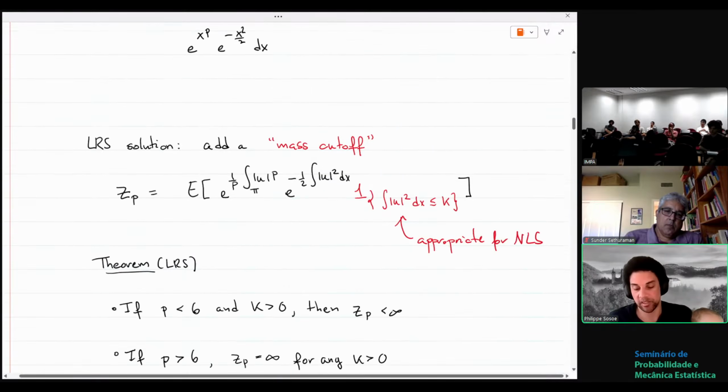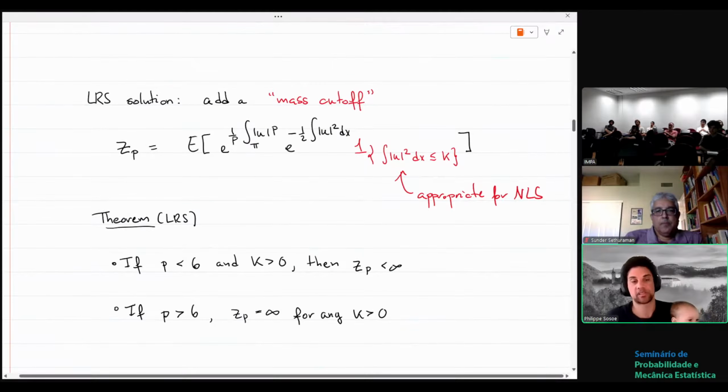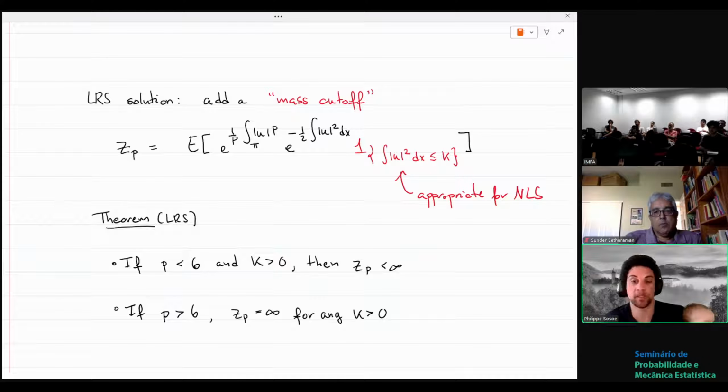Okay, so what they did is something very classical from physics. They just added a mass cutoff. But an important point here is that this mass cutoff is appropriate for the equation. I'll mention this in a second. So instead of looking at just the expectation of e to the 1 over p times the integral of the pth power of u, and then this quadratic term, they also added the restriction that the L2 norm is bounded by k.